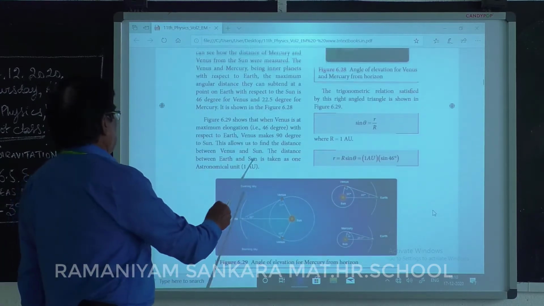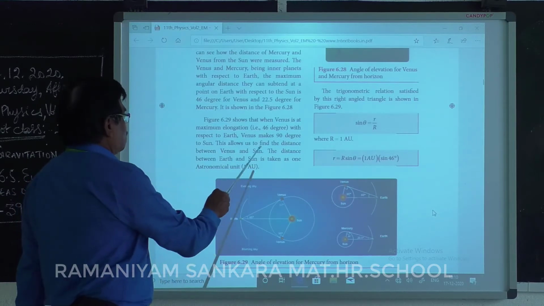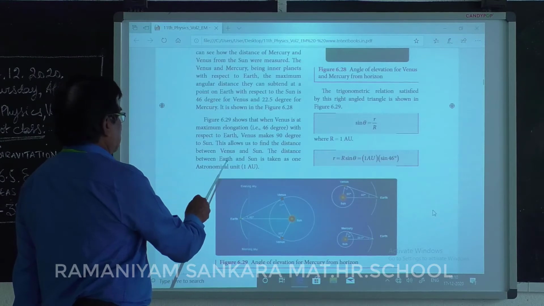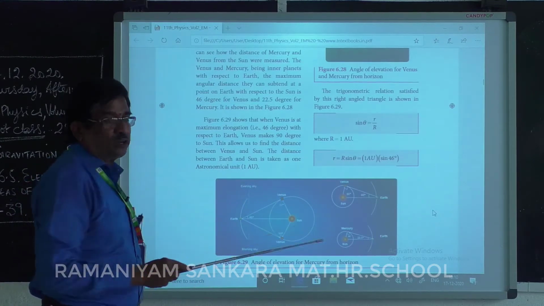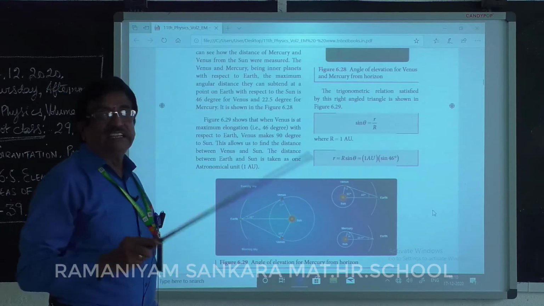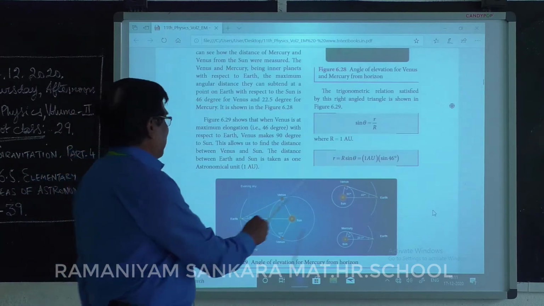Okay, at maximum elongation with respect to Earth, Venus makes 90 degrees to the sun. This allows us to find the distance between Venus and the sun. The distance between the Earth and sun is taken as one astronomical unit. You have studied this in 10th standard. What is one astronomical unit? It is the distance between the center of the sun and the center of the earth. Okay, so the diagram is given.